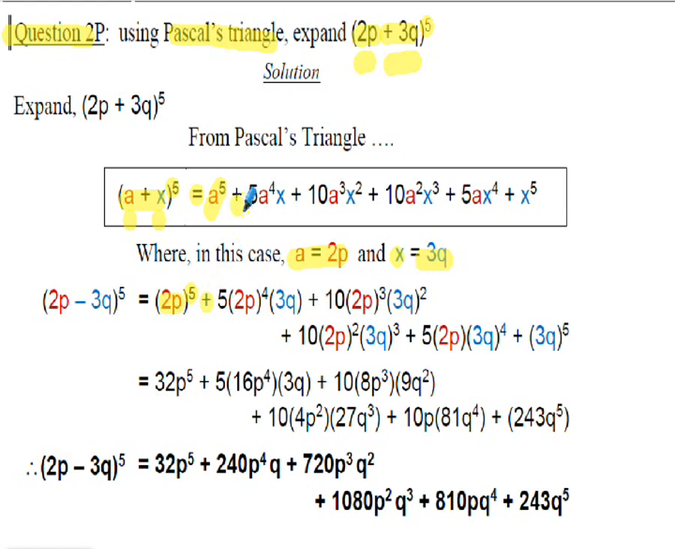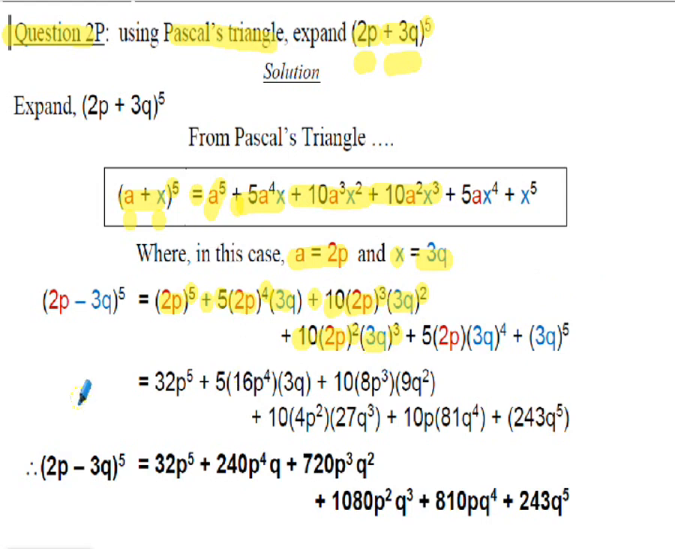Plus, the next term we've got is 5 times a to the 4 times x, so that'll be 5 times a again, 2p in brackets to the power of 4 times by x, which is 3q, plus our next term here, 10a cubed x squared, so plus 10 times a, 2p to the power of 3, multiplied by 3q, and that's squared. And then we've got next term is 10a squared x cubed, so plus 10 times a, 2p squared, multiplied by 3q to the power of 3. So it goes on. I'll let you look at the last terms there.